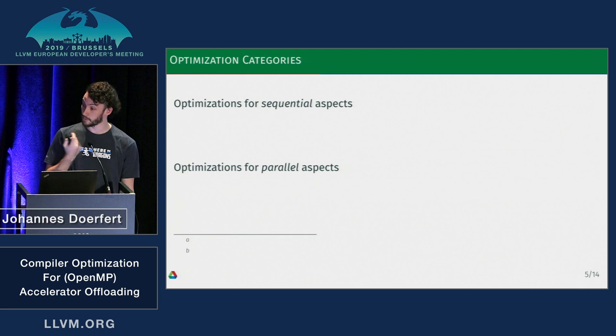So the compiler should be able to help you and not hinder you in how to write your code. It should allow you to write it in a more lenient way, not restrict you in what kind of combinations of pragmas you can use. Now, there's different ways to optimize a parallel program. You can optimize the sequential aspects and the parallel aspects. And for GPU offloading, we currently don't do either, and we should do both.